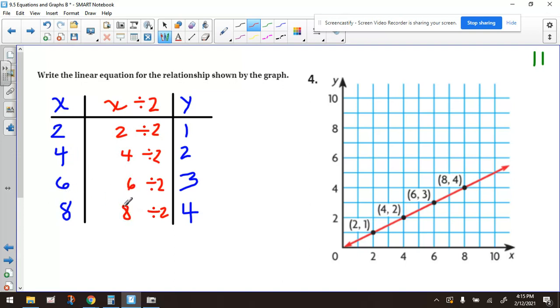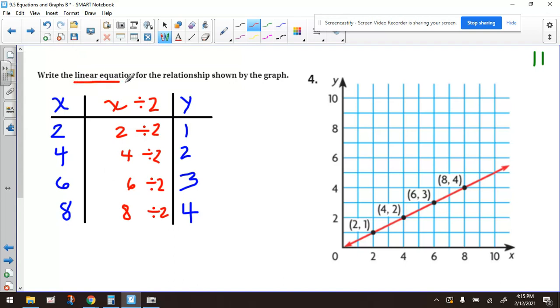And let's just make sure that the value that we have for y would be the quotient. Is 2 divided by 2 1? Yep. Is 4 divided by 2 2? Yep. Is 6 divided by 2 3? It sure is. And is 8 divided by 2 4? It is. So we found the function.